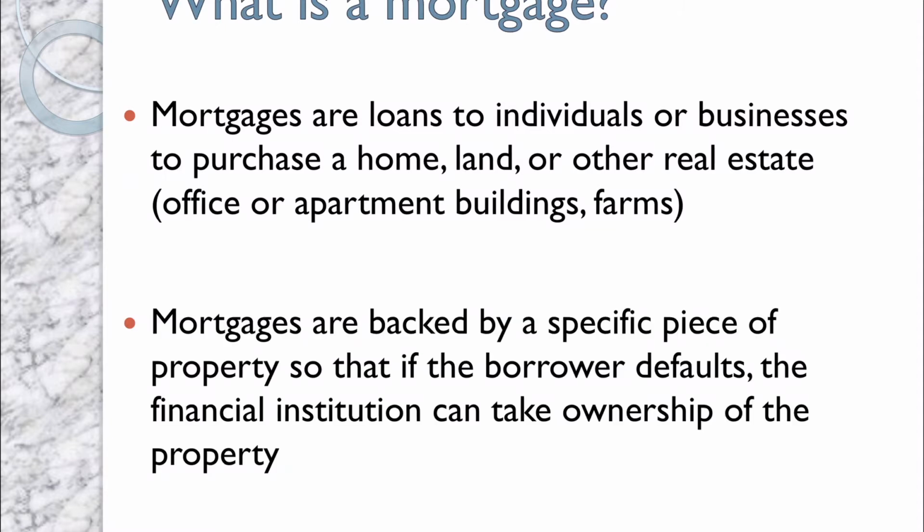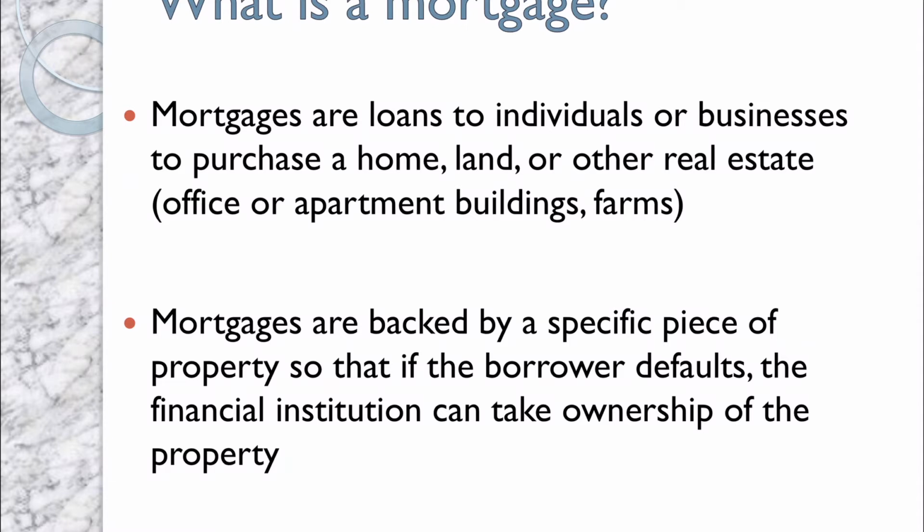What's unique about mortgages is that they are backed by a specific piece of property so that if the borrower does default, the financial institution can take ownership of that piece of property. If you remember back to our first lecture, I discussed that during the Roman Empire, Julius Caesar was the first to declare that banks could actually seize land if a mortgage was not paid. This was your first concept of using a physical piece of property to back a particular loan.